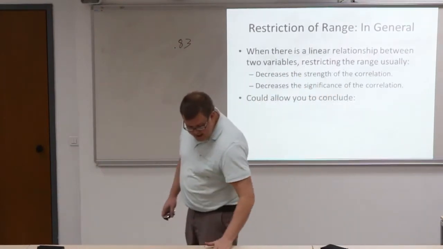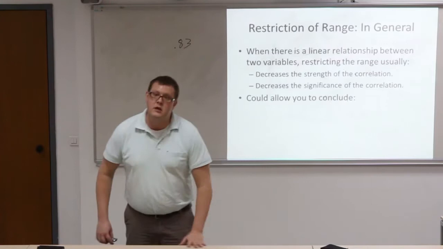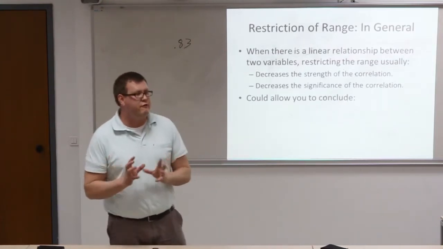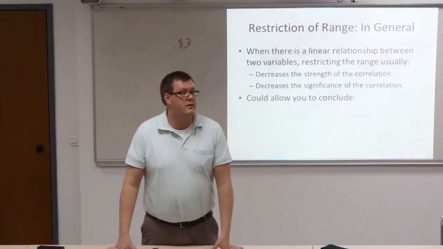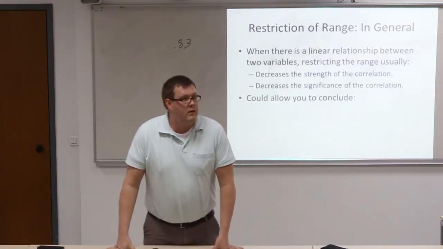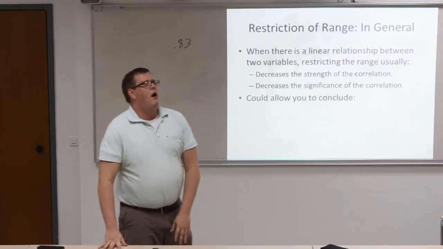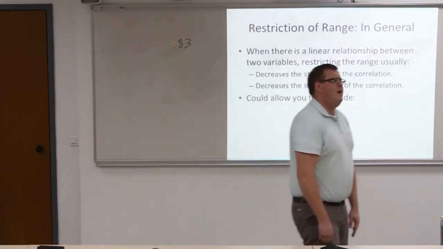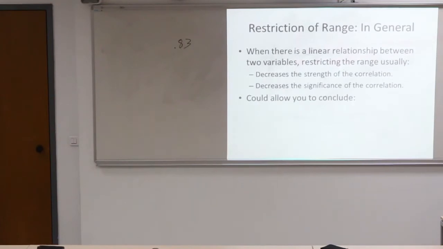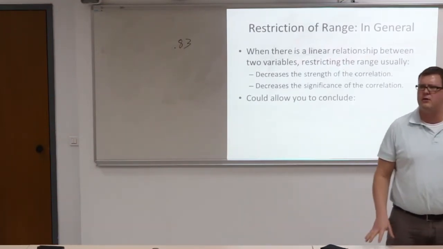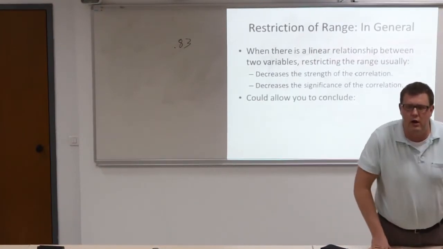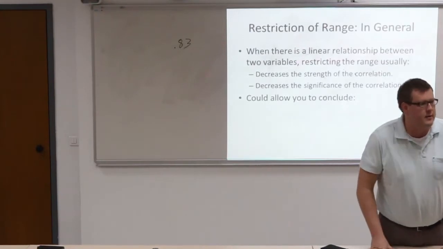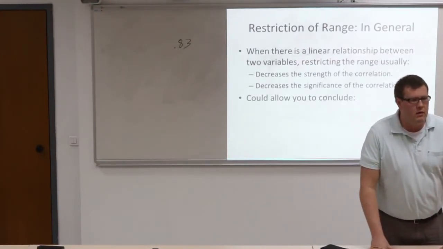Imagine that you had some data set and you didn't know that there was a restriction of range there. What might you conclude faultily? Maybe the importance of... I wouldn't say the conclusion would be about sample size. Make a conclusion about the effects of the variables. Is there a relationship between the independent variable and the dependent variable? How strong is that relationship?